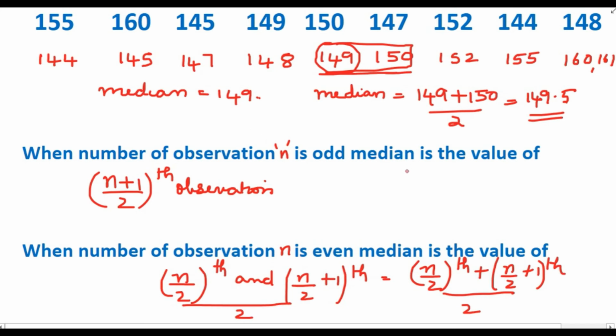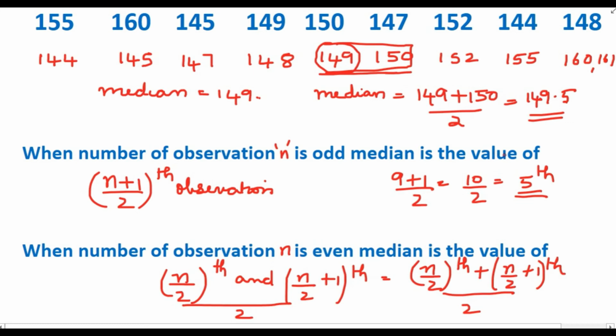In this case, first when there are 9 students, 9 is an odd number. So here the median is the fifth observation. So what I have done, 9 plus 1 by 2, that is 10 by 2, that is the fifth observation is my median. You can see 1, 2, 3, 4, 5.